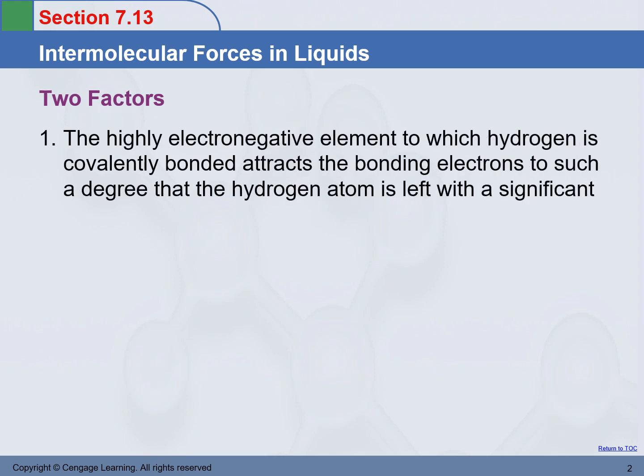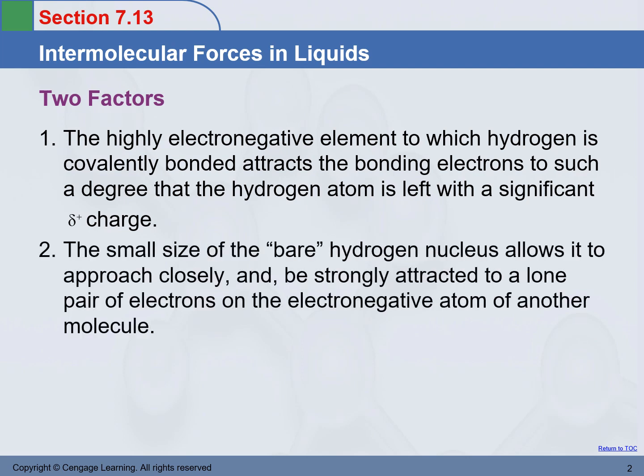All right, let's see what this one's trying to say. The highly electronegative element to which hydrogen is bonded attracts the bound electrons to such a degree that hydrogen is left with a significant plus charge. Yes, we talked about this. The small size of the bare hydrogen nucleus allows it to approach closely and be strongly attracted to the lone pair. All right, we covered all of this.